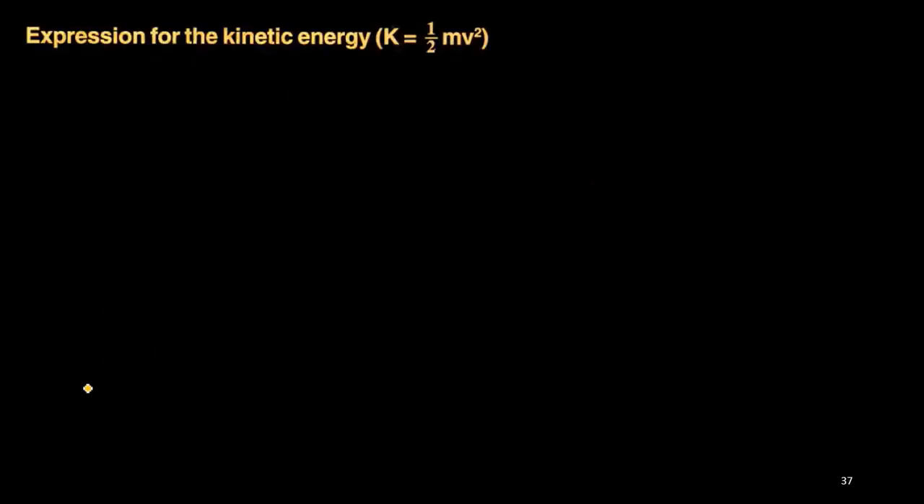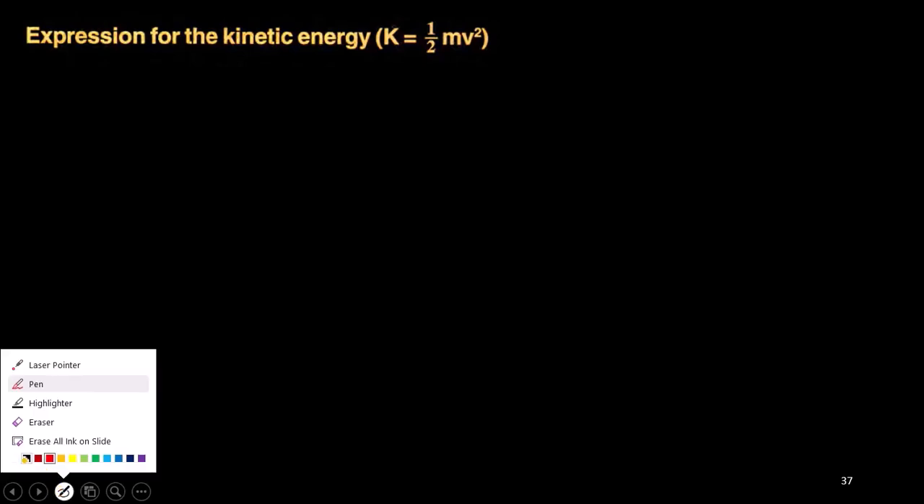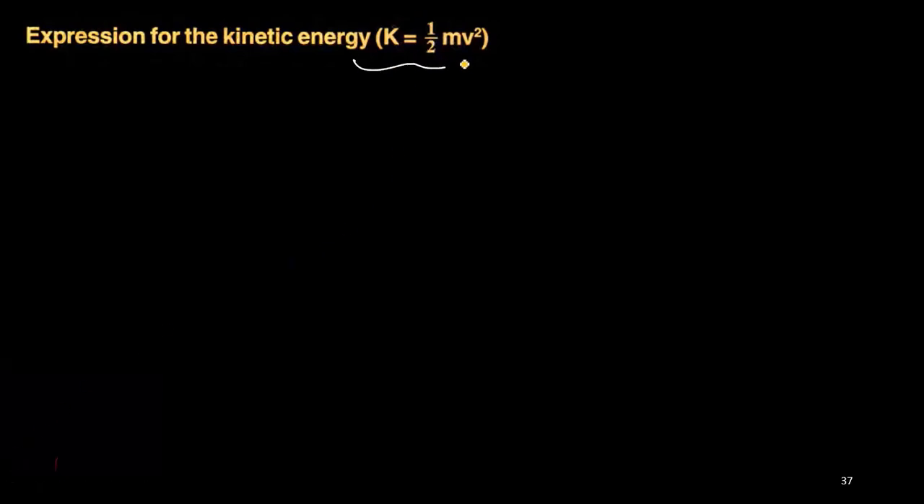Now, how to prove that the expression of the kinetic energy is half mv square? The expression for the kinetic energy, half mv square, means that whenever you are applying a force, let us say on a body, I am applying a force of F, which is initially at rest.